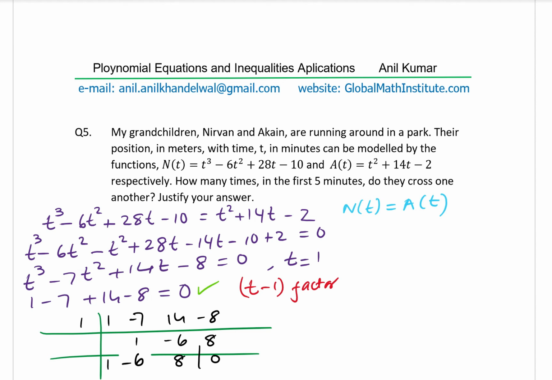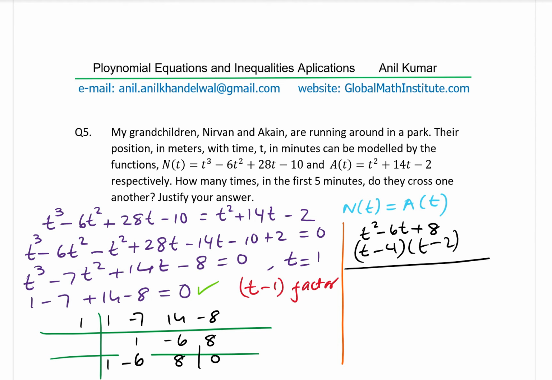So let's write down the factors on the right side to get the other factors. So we could write this as t squared minus 6t plus 8. And now 4 times 2 can work for 8. So 4 times 2, both negative. So t minus 4 times t minus 2. So that works. So what we get here is basically t minus 1 times t minus 4 times t minus 2 is equal to 0.